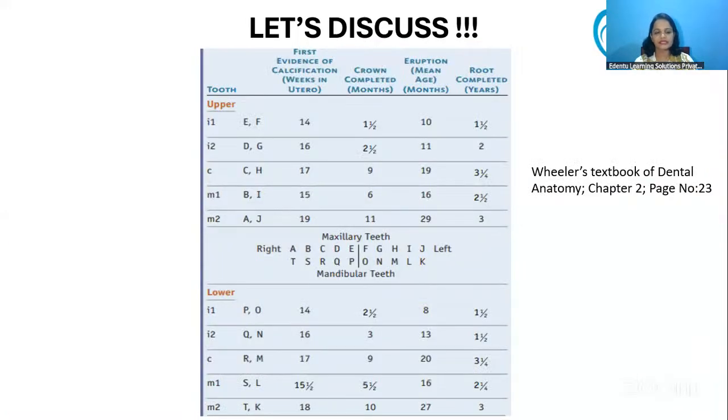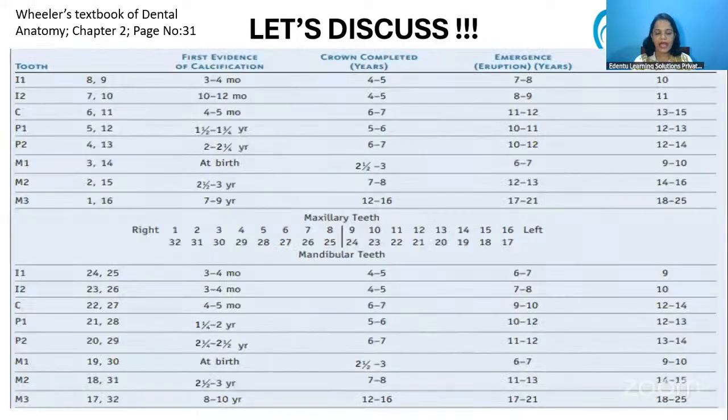As you can see, this is the chronology chart for the deciduous teeth, which is given in Wheeler's textbook of dental anatomy, and this is for the permanent dentition. Take a printout of this chart, or if you want, make a table yourself. Draw a table and stick it near your study table, where you can see it daily. When you watch it daily, it will definitely go into your visual memory. It will stay there.